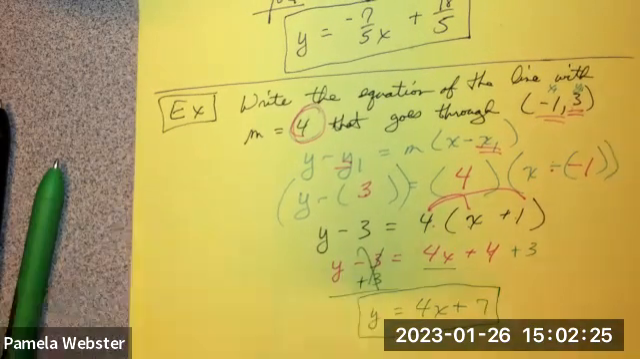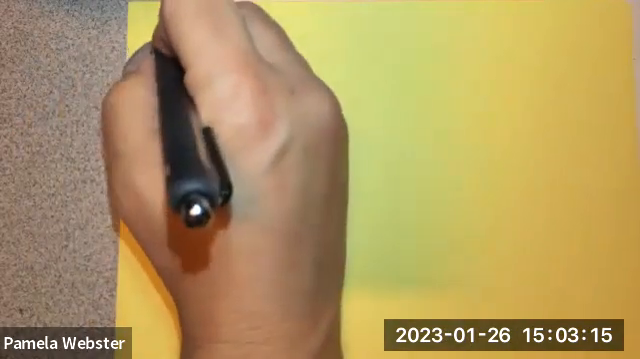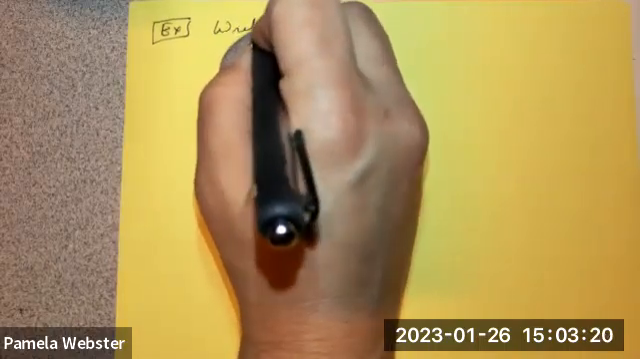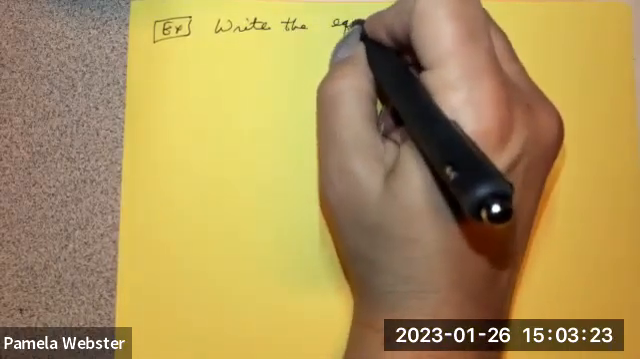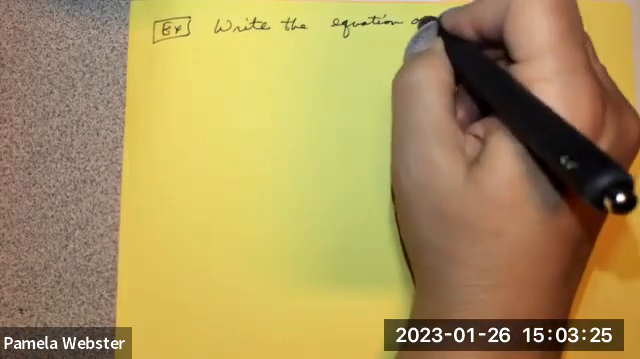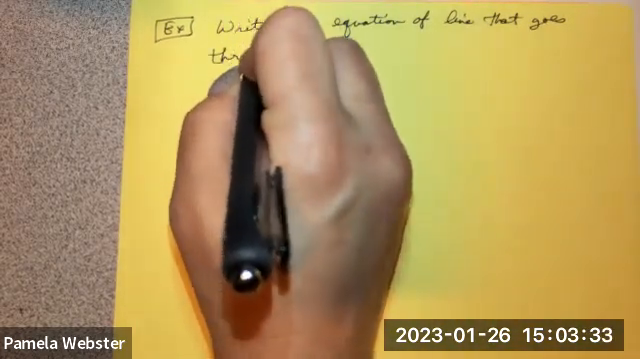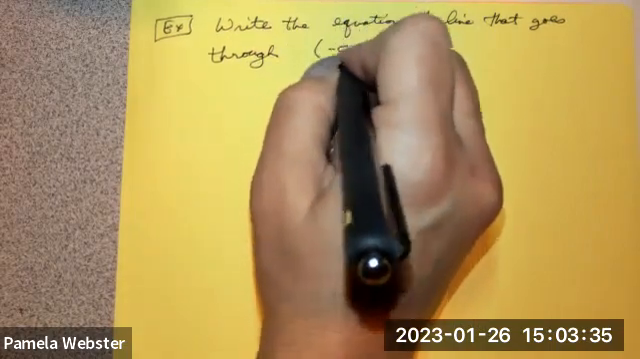Now, there are a couple of special cases that we're going to deal with, okay? And we'll see what these look like. The first one, the example goes something like this. Write the line, or I'm sorry, write the equation of the line that goes through, and they give me a point. This one's -5, -2. Okay.